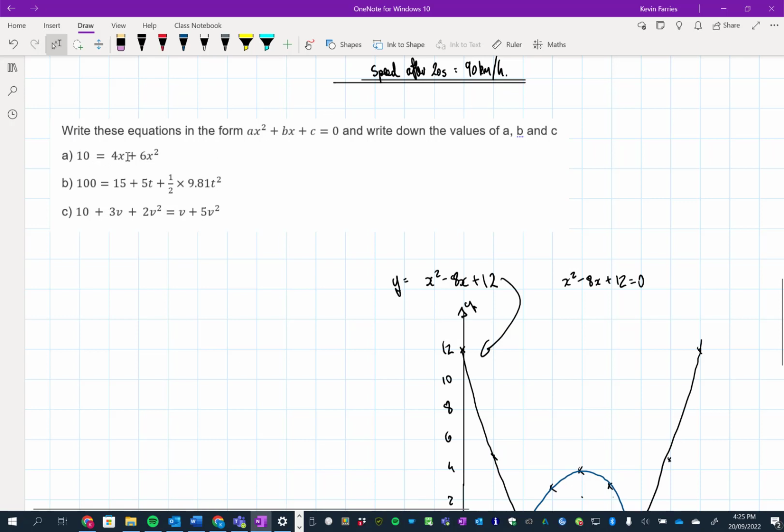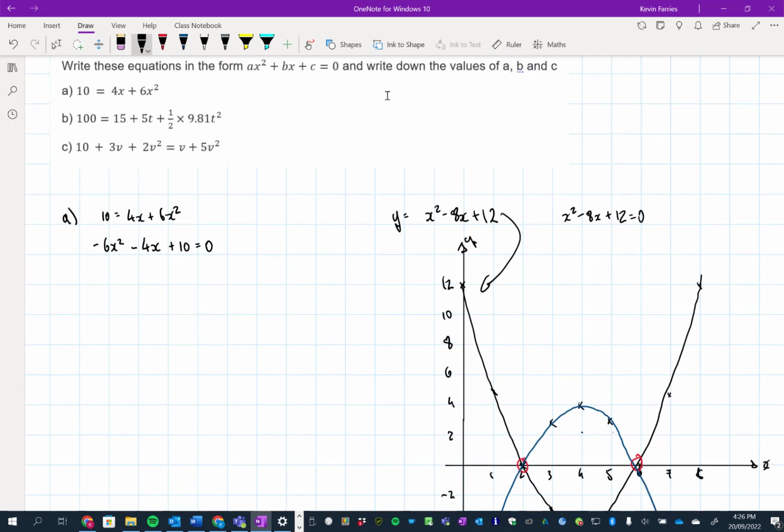For example, here I can see I've got an x and I've got an x squared and I've got a number, but it's not in this order. So the first thing I need to do is to put it into the correct order. So we've got 10 is equal to 4x plus 6x squared. So what I might have to do is move things across to the other side. So I'm subtracting from both sides, so you're going to get minus 6x squared minus 4x. I want my x next. First I want my x squared, then I want my x, plus 10, because it was already on that side, equals 0.